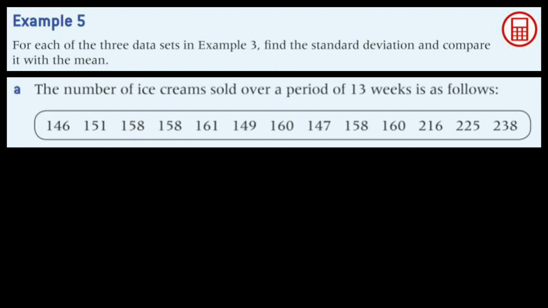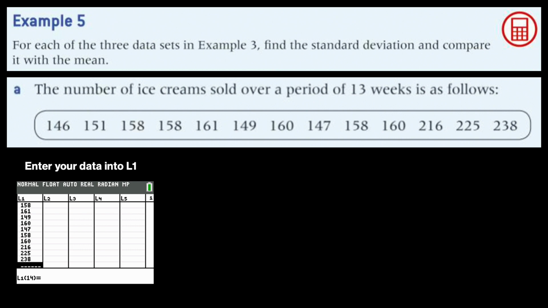All right, so here's our first example. It says for each of the three data sets in example 3, find the standard deviation and compare it with the mean. So the number of ice creams sold over a period of 13 weeks is as follows, and then they give us the data, how many ice creams were sold every week for 13 weeks. So like we did yesterday, we're going to enter all our data into our list. We learned how to do that yesterday.